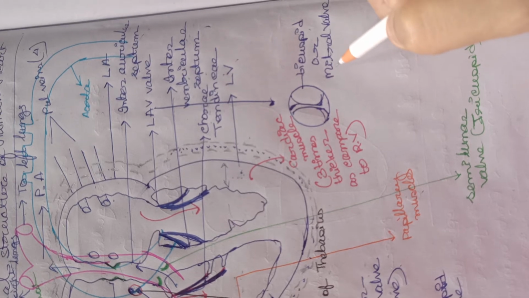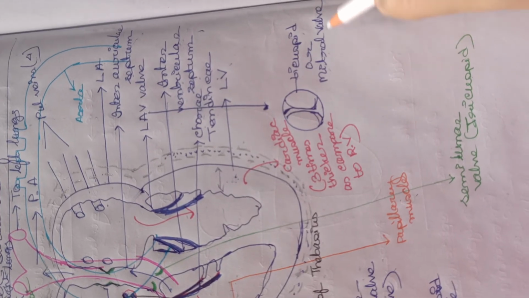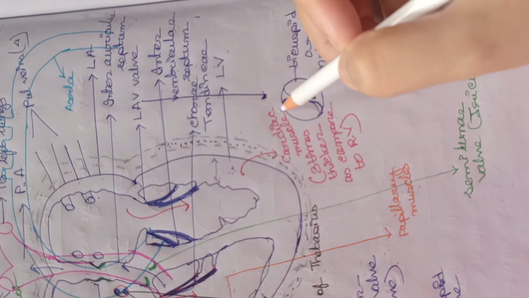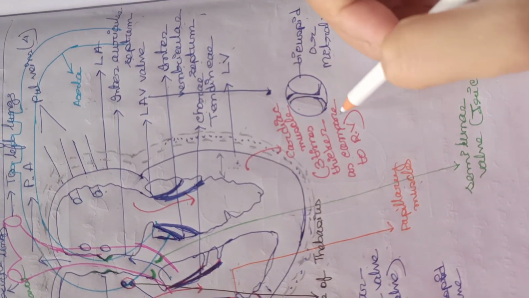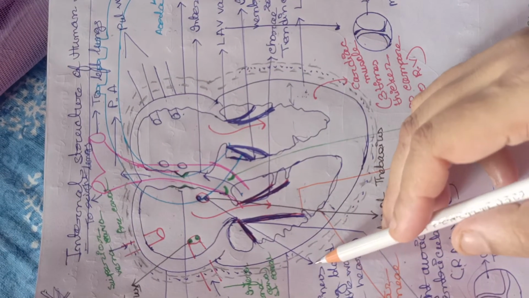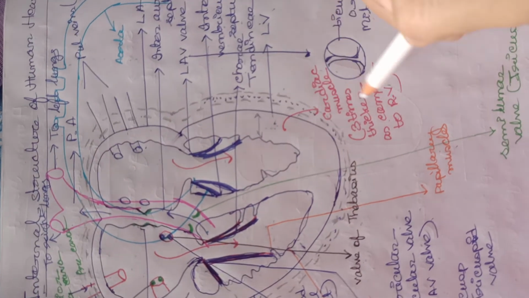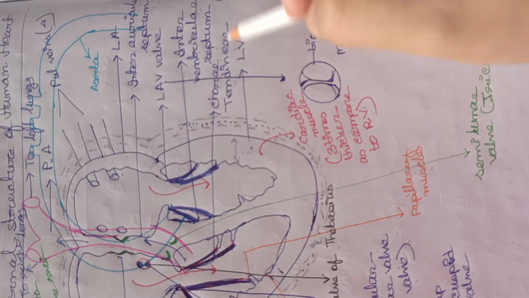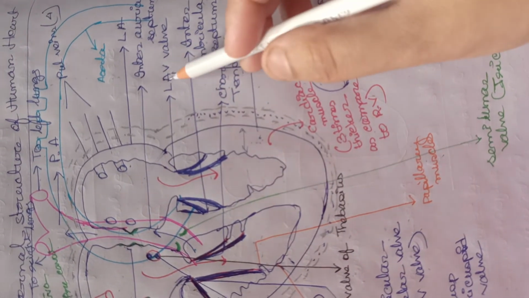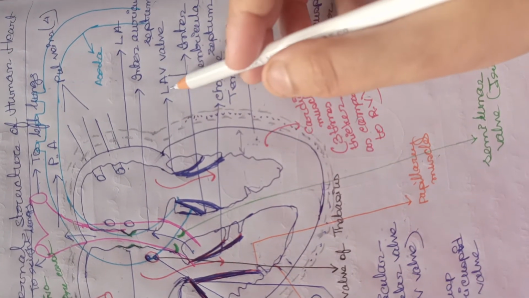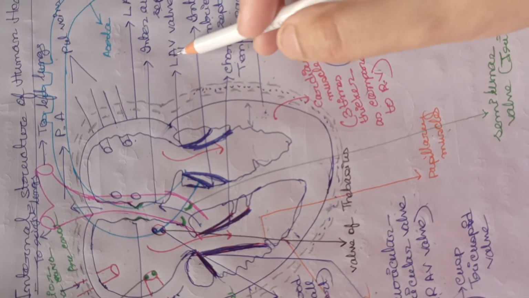Also we can say mitral valve. Here the cardiac muscle is 3 times thicker compared to the right ventricle. If right ventricle, this is 3 times thicker. Left auricle, LAV, this is the LAV, the left auriculoventricular valve.